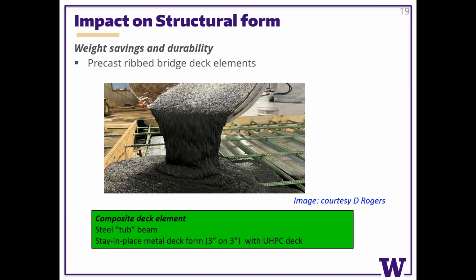This is another example of a top flange where they've been using a corrugated metal deck and pouring the UHPC on that, and we'll actually see this picture again. What they were doing is using a steel tub beam and a stay-in-place metal deck form, 3-inch solid on 3-inch ribs, with the UHPC deck. So here again is an effort to lighten the top flange and reduce the quantity of material in order to keep the cost down.